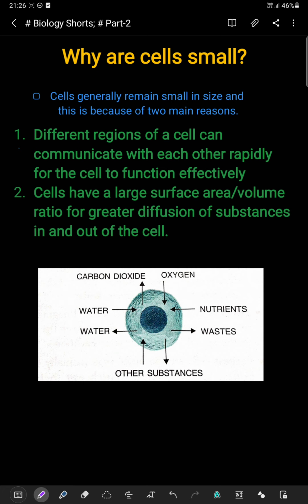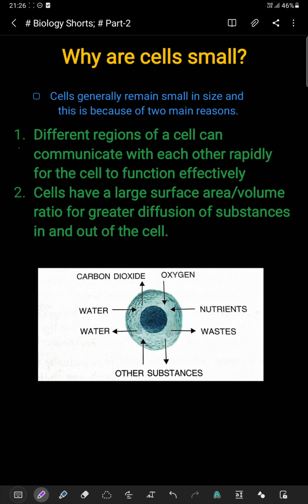So why are cells small? Basically I have given you the general introduction of what a cell is: a structural and functional unit of the human body on which our body relies for its functions. Cells are so small that a microscope is required to see them, and I've already told you that. If you have not seen my previous video, check it out on my channel. Now why are cells small? We are going to read about it.